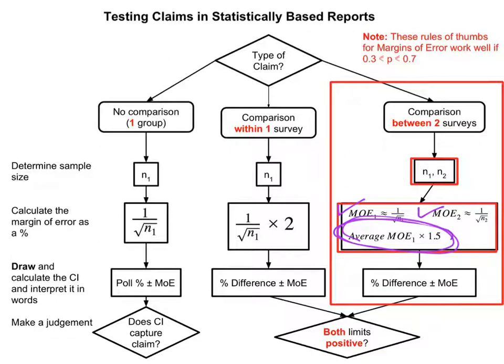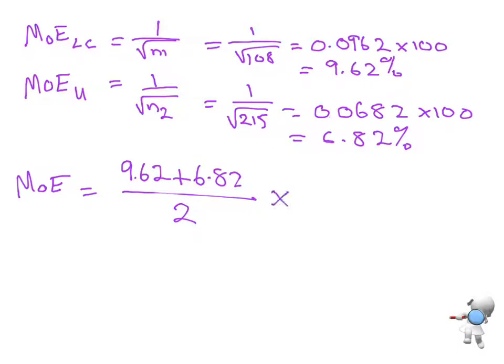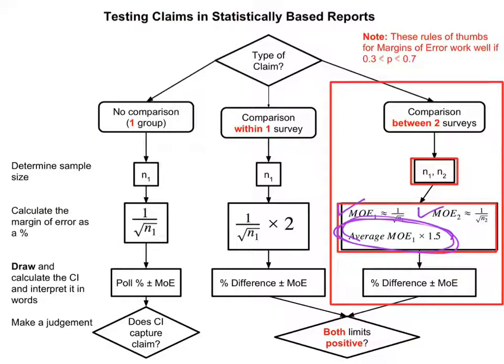Now I need to do the average margin of error times 1.5. So I'm going to find my margin of error overall. The average means I need to add those together and divide by 2. So I'm going to do 9.62 plus 6.82, add that, divide by 2, and multiply that by 1.5. If I'm putting this into my calculator in all one go, don't forget brackets around the top. That will give me 12.33%. So that is my overall margin of error.